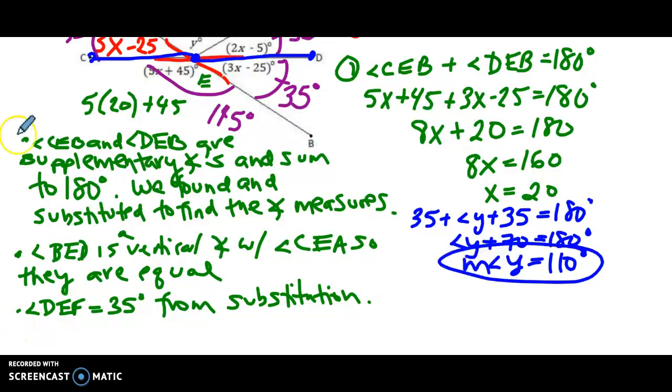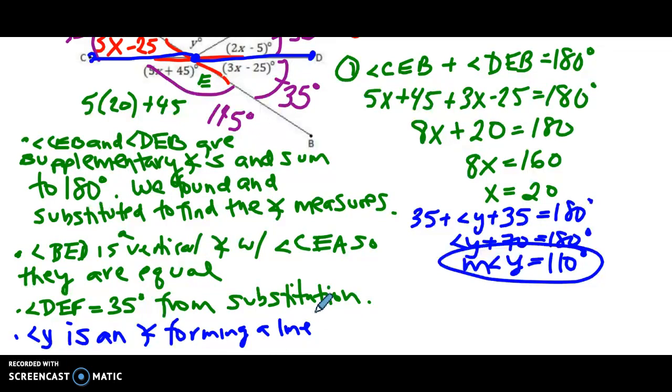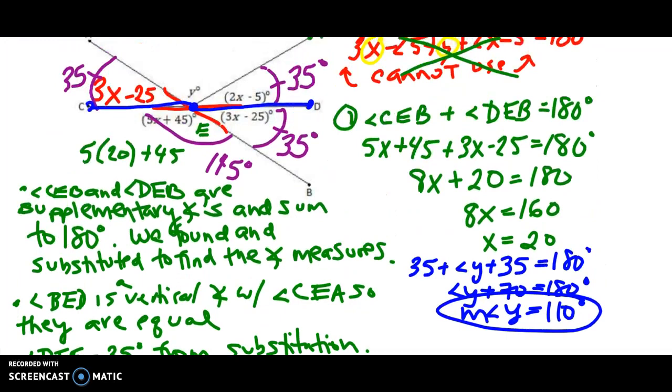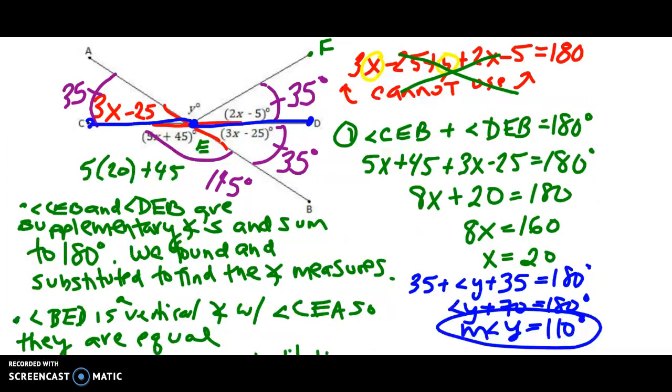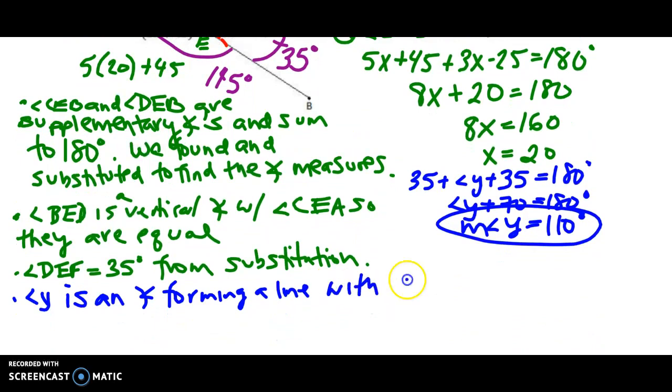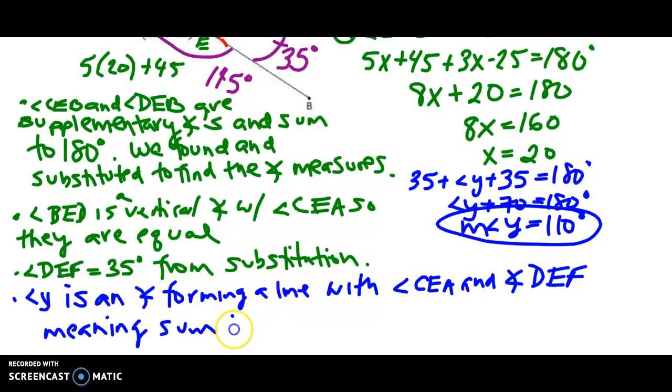So we can now explain where we got angle Y. Angle Y is an angle forming a line. And you can name the angles it forms a line with: angle CEA and angle DEF, meaning they sum to 180. Therefore, the measure of angle Y is 110. And that is all for that example.